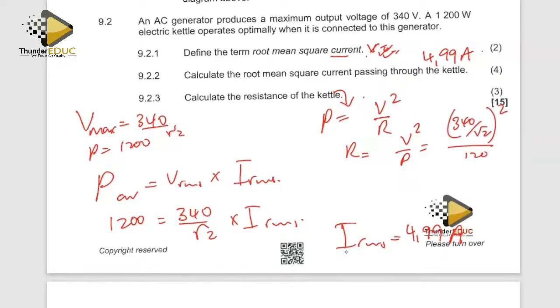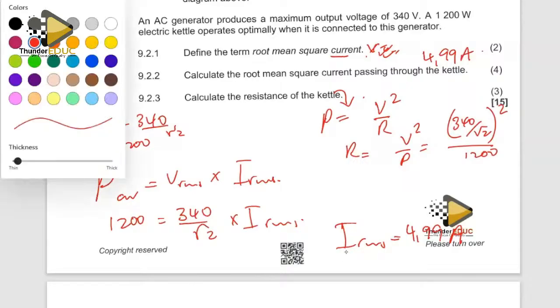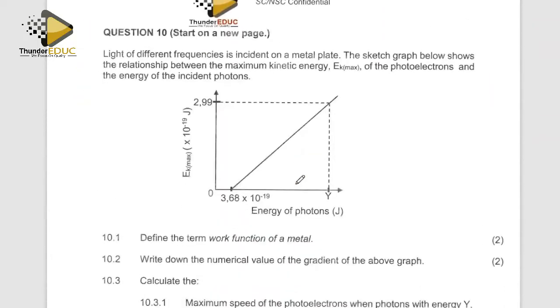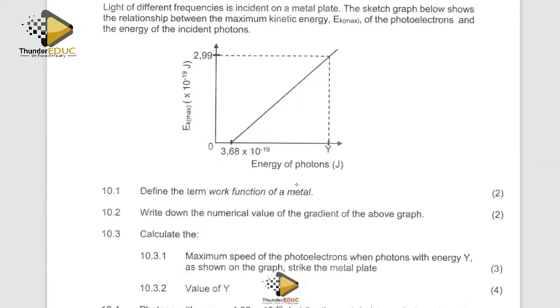We're dividing it by 1.2, meaning that our resistance is more like 48.17 ohms. Okay, so that is what I would have done with question number 9. And then question number 10, they are telling us light of different frequencies is incident on a metal plate. The sketch below shows the relationship between the maximum kinetic energy of the photoelectrons and the energy that will be incident. Define the term work function.